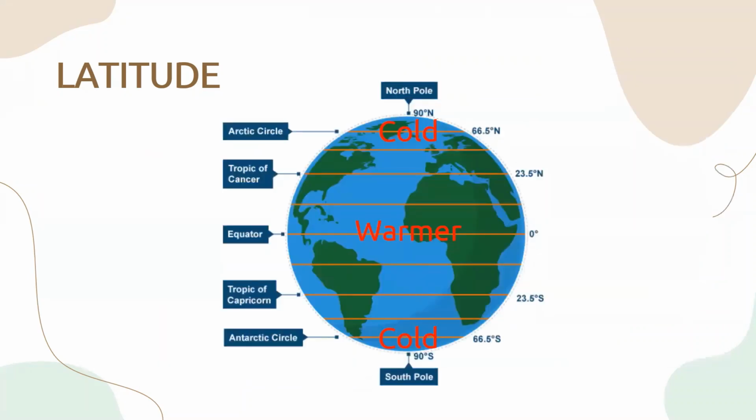To sum up, the closer the latitude is to the equator, the warmer the climate. The closer it is to the poles, the cooler. Thus, it is clear that there is a relationship between the latitude of a place and the climate it experiences.